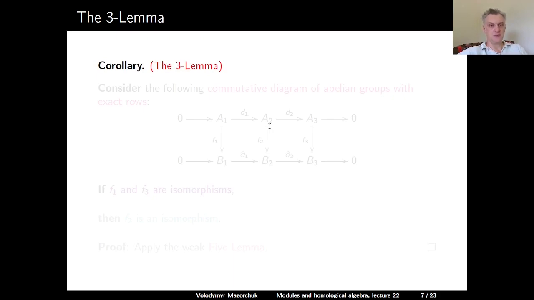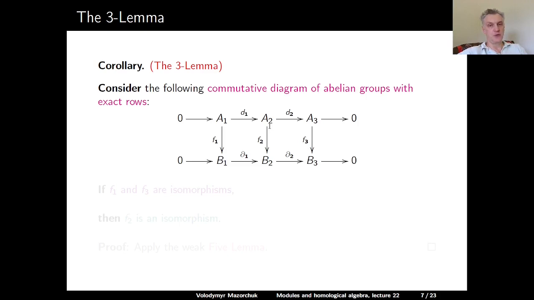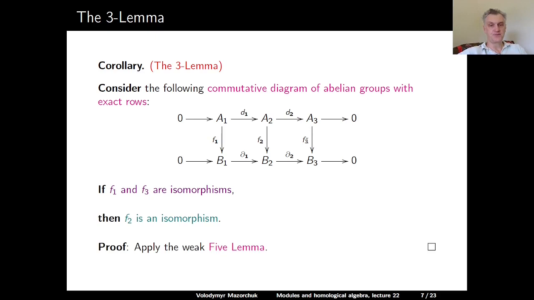This goes as follows. Consider the following commutative diagram of abelian groups with exact rows. So we have 2 short exact sequences and the morphism F between them. So the assertion is as follows. If we assume that the left morphism F1 and the right morphism F3 are isomorphisms, then the middle morphism F2 is also an isomorphism.